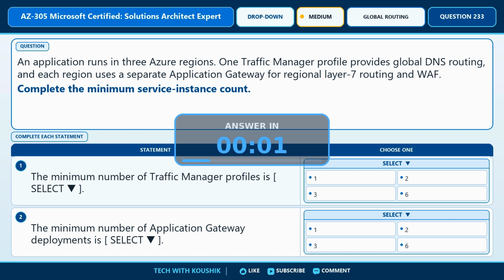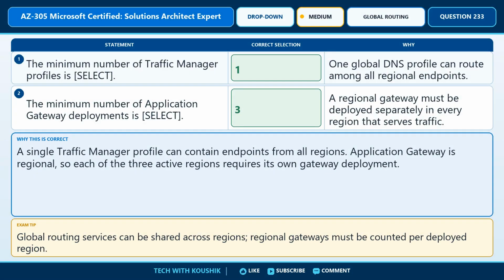The answer to the first statement is 1. One global DNS profile can route among all regional endpoints. The answer to the second statement is 3. A regional gateway must be deployed separately in every region that serves traffic. Global routing services can be shared across regions. Regional gateways must be counted per deployed region.